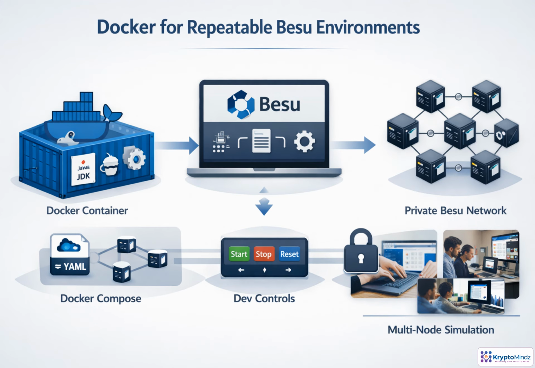Docker gives you a clean way to run Besu without turning every laptop into a custom setup project. The image packages Besu with the runtime dependencies it needs, so teams can start from the same baseline. With Docker Compose, you can define multiple Besu nodes, expose JSON-RPC on ports like 8545, and recreate a private network consistently. That makes demos, CI tests, resets, and multi-node simulations much easier to manage.